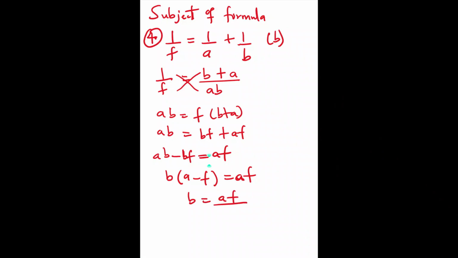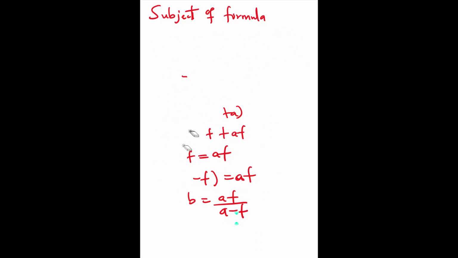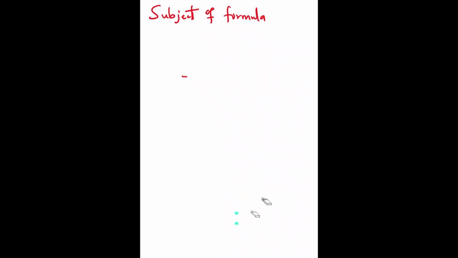Okay, so b will be equal to af over a minus f. So that's it. So we're going to do number 5 now. It's just pretty easy.